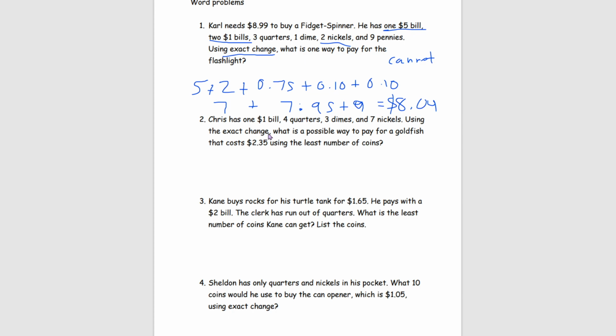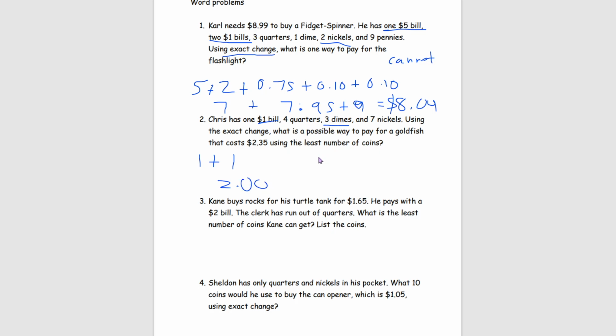Chris has a $1 bill, 4 quarters, 3 dimes, and 7 nickels. Using exact change, what is a possible way he can pay for a goldfish that costs $2.35? Calculating this, we have one $1 bill, which is 1, and 4 quarters, which is 25 times 4, which is 100 cents, which also equals $1. So right now we have $2.